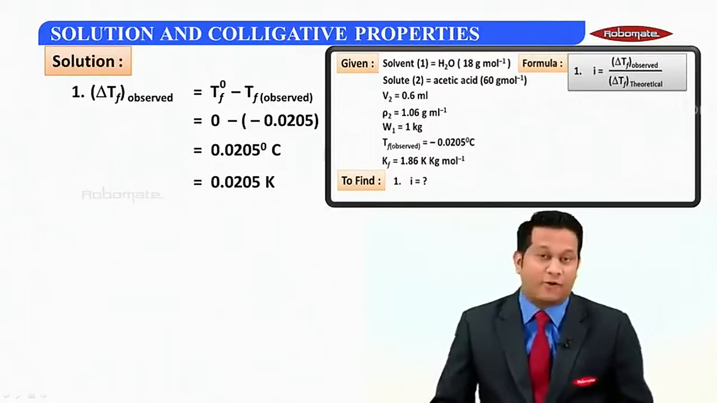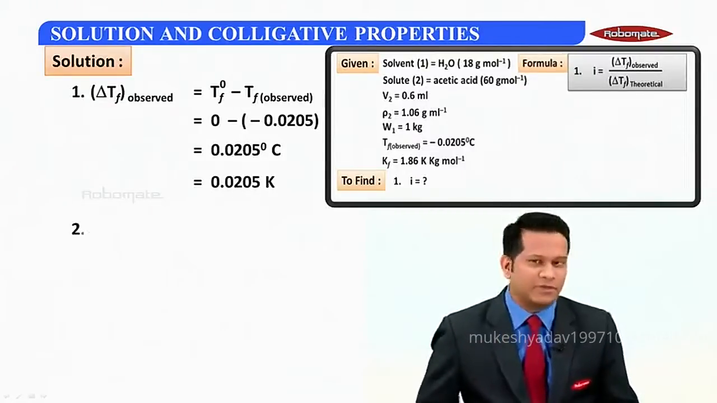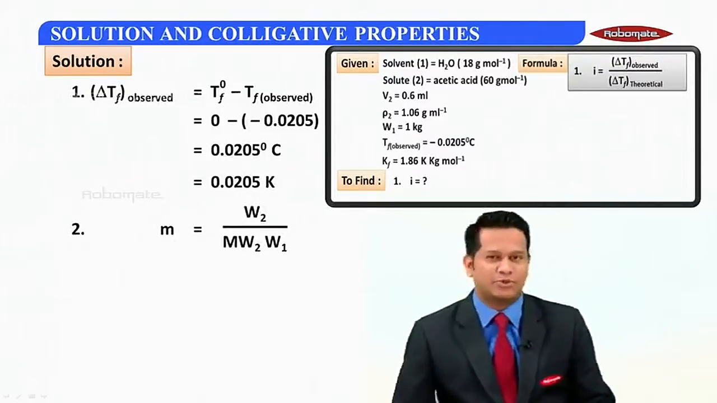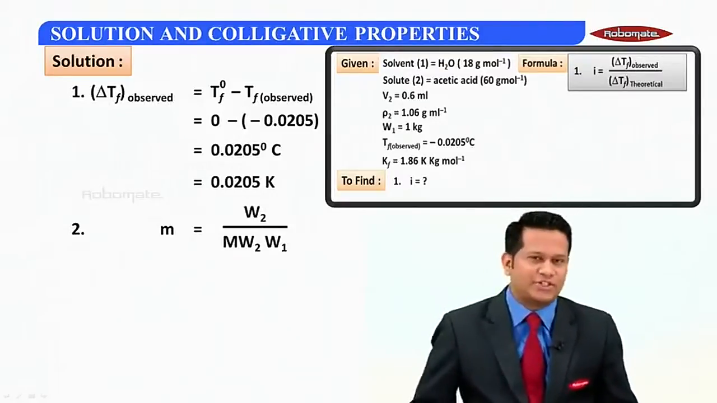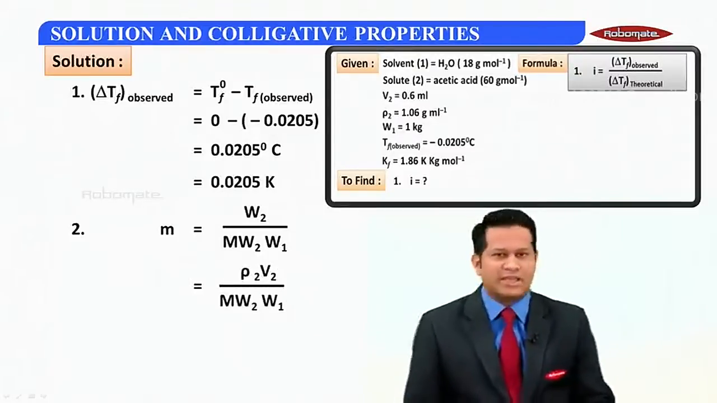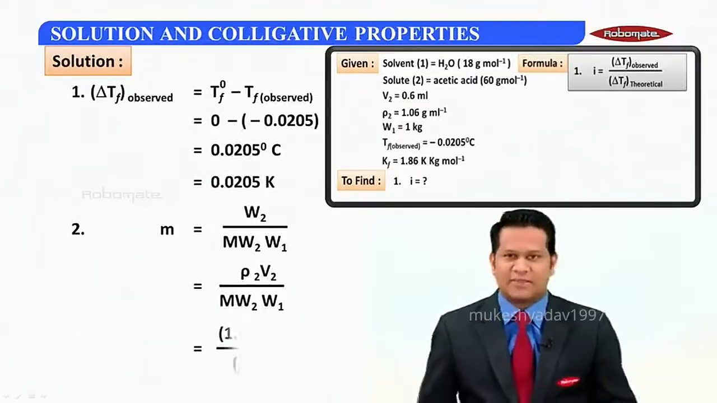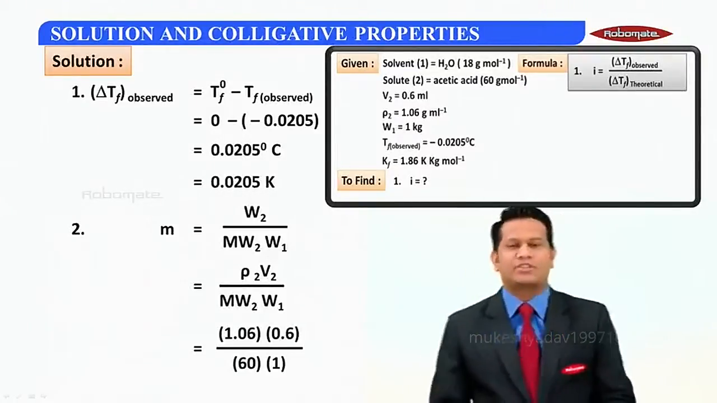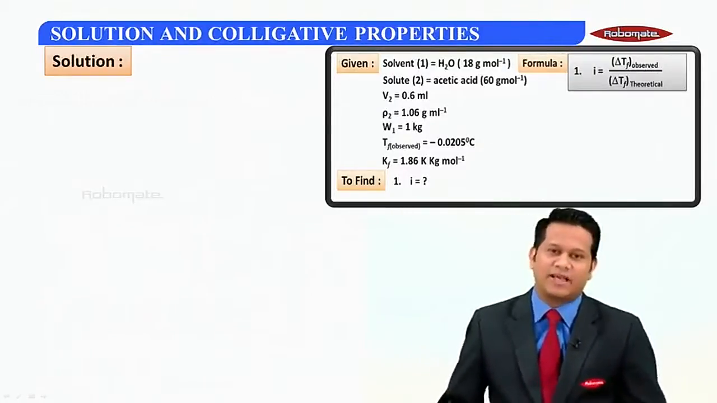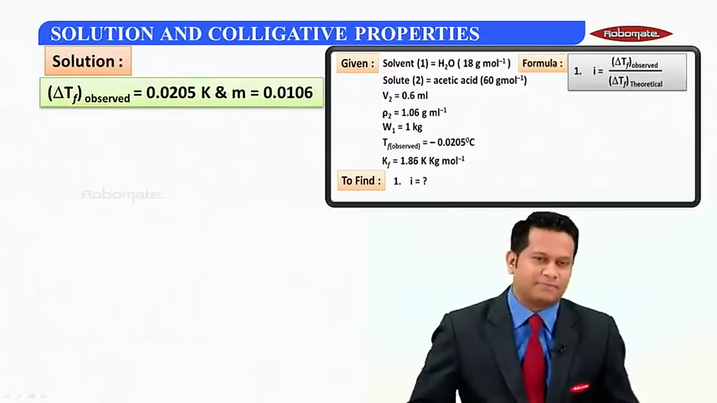Once we are done with delta TF observed, now we need to find delta TF theoretical, which is given by the formula Kf into small m. We don't have small m, let's calculate that. Small m is equals to W2 upon mW2 into W1. But in the question W2 is missing, but in place of W2 they have given its density and volume. So in place of W2 we are writing ρ2 into V2. The denominator still remains the same. Substituting values, we get 1.06 into 0.6 upon 60 into 1, and this will give me the answer as 0.0106. That's the answer of molality.